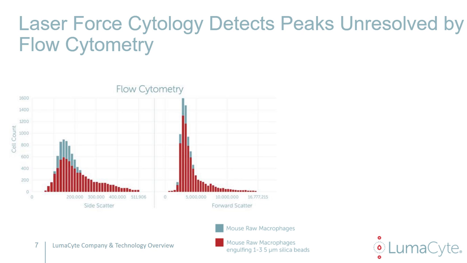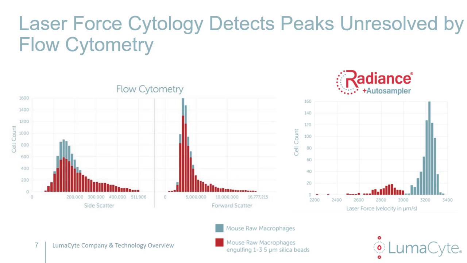So when we looked at this under flow cytometry with side and forward scatter, we saw that the two populations, the control macrophages and those exposed to the silica beads, were identical, and there was no detection possible at all. By contrast, using Radiance, we see almost baseline separation between these two populations shown on the right.